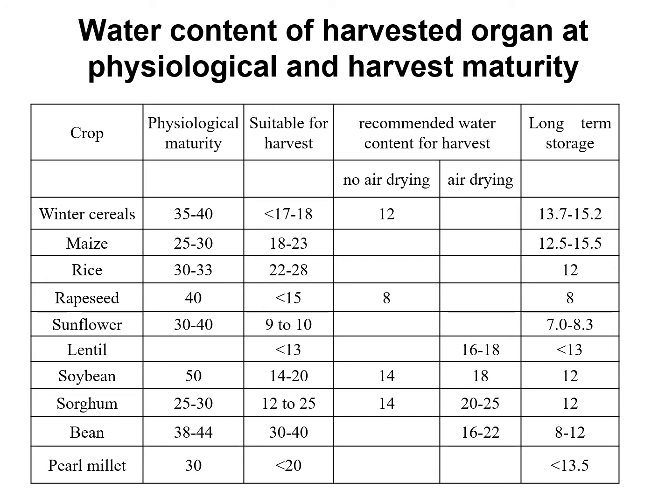Different species have different values of water content at physiological maturity. Also, values where the seed moisture content is suitable for harvest, and recommended values for harvesting when no air drying is possible or when air drying is going to be applied. The lower values correspond to long-term storage, and for that we will usually be moving between 8 and 13%, a little higher for cereals.